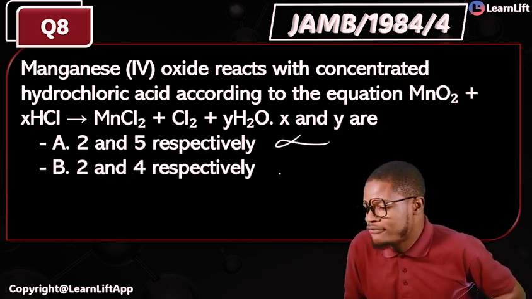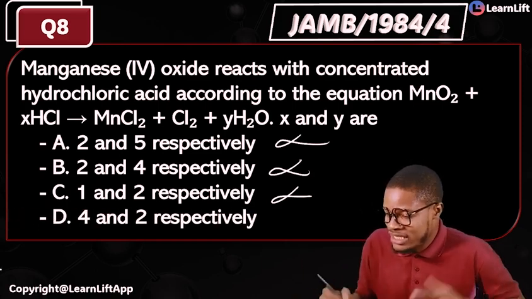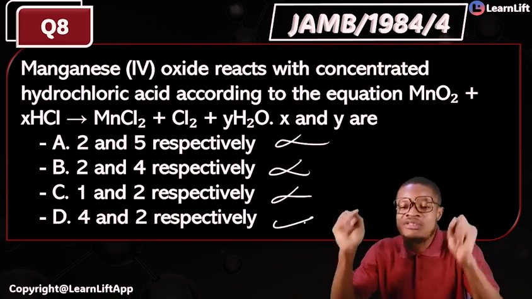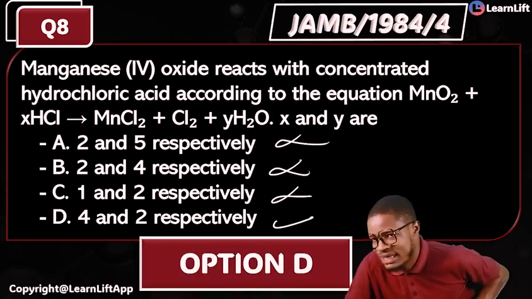Option B, 2 and 4. No, we're looking for 4 and 2. Option C, 1 and 2. Option D, what do we have there? 4 and 2. Hooray! 4 and 2 is our correct answer. That is option what? D, the perfect answer for this.